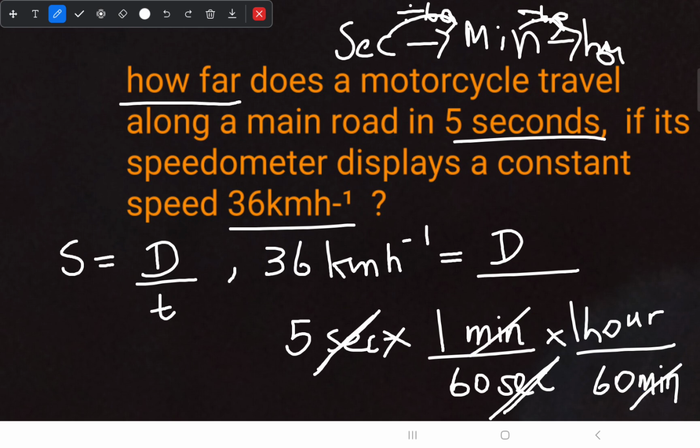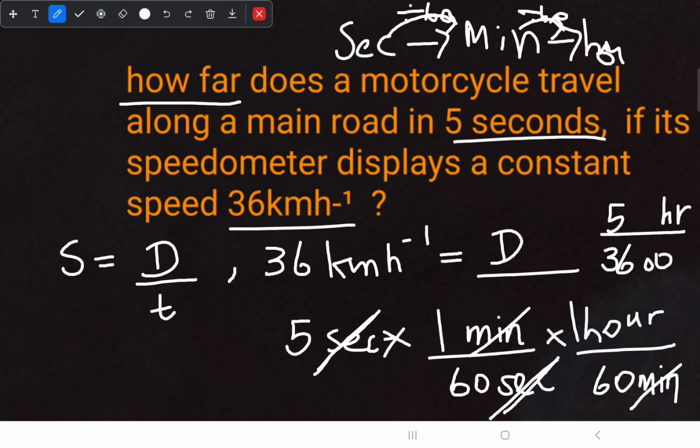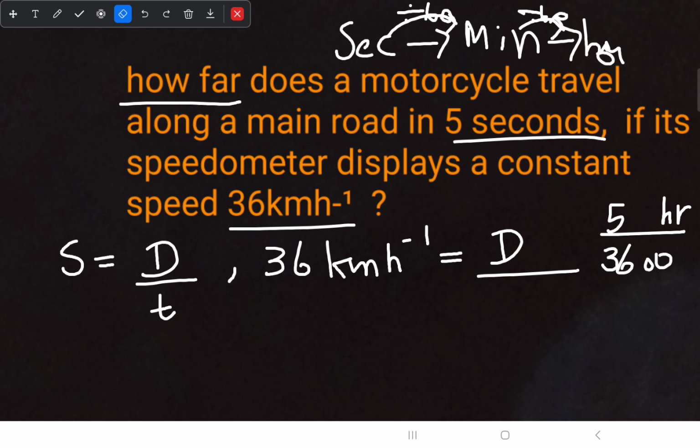Now you can see 5 into 1 into 1 hour. That means 5 hours upon, in the denominator, 60 into 60. So it's 3600. 5 upon 3600 hours. When we convert seconds to hours, this is the way. This is the way you have to convert seconds to hours. Okay, we found our time in hours.